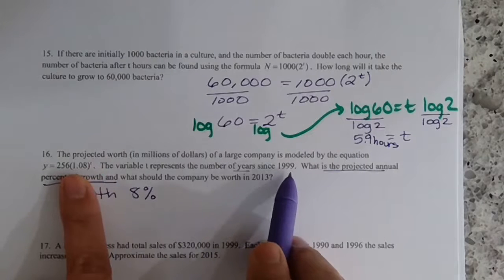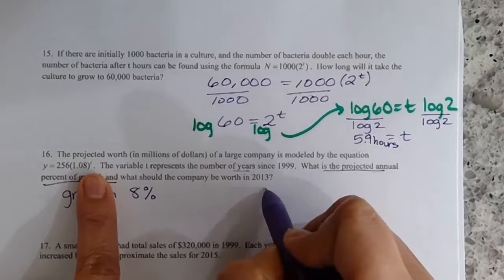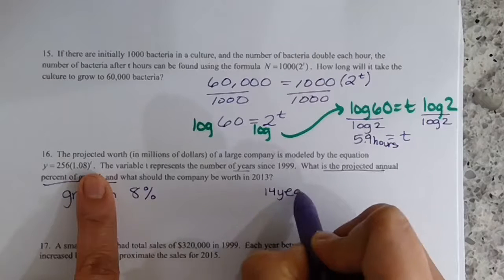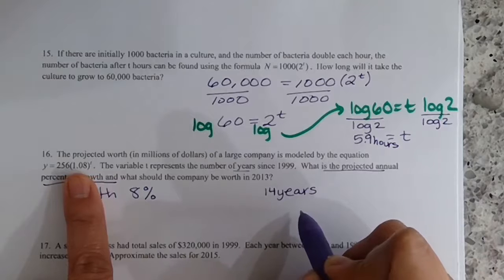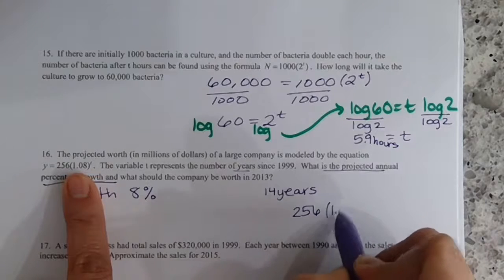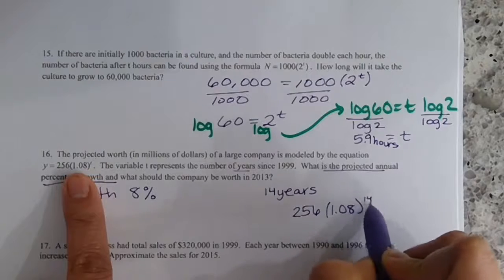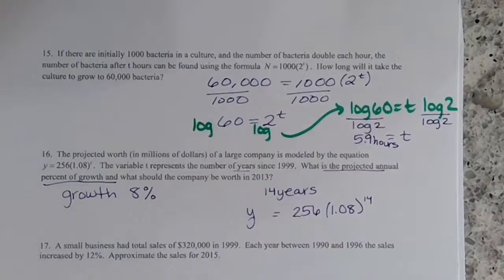Okay, what should the company be worth in 2013? This is the equation given in 1999. So the difference between 1999 and 2013 is how many years? Okay, so then we're just going to plug this into our calculator. Equals our projected value.